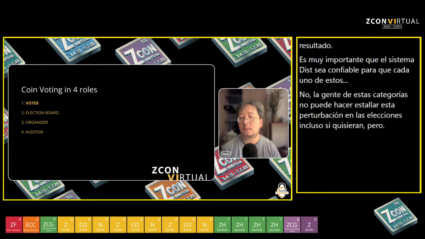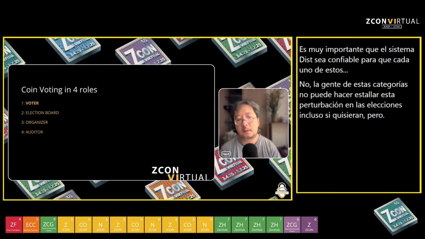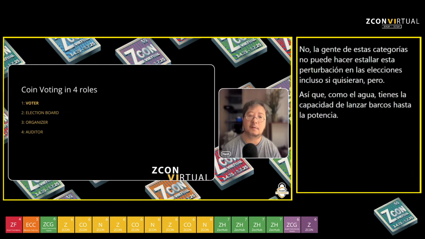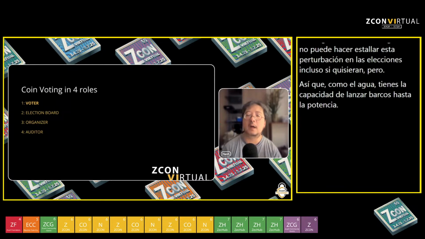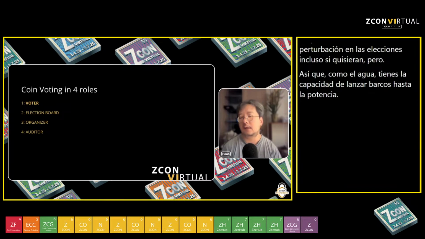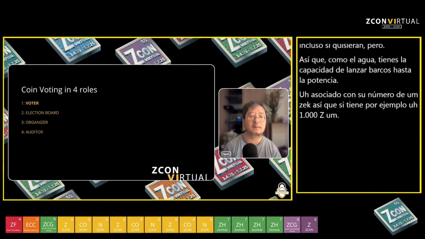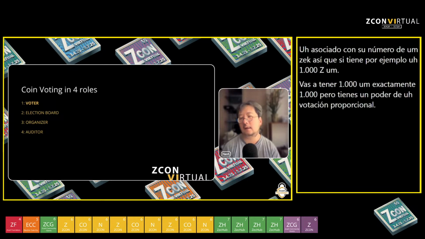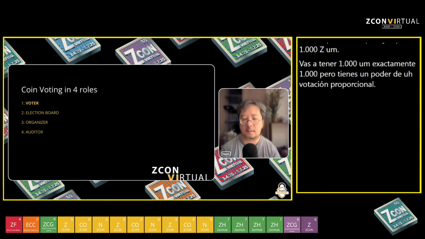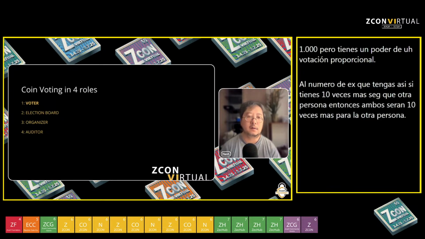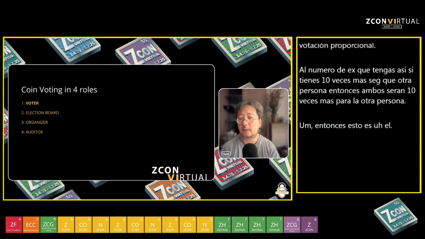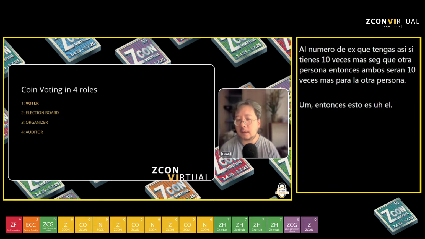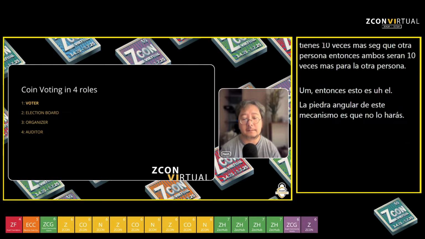So as a voter, you have the ability to cast votes up to the power associated with your number of ZEC. So if you have, for example, 1,000 ZEC, you're going to have 1,000, well, not exactly 1,000, but you have a power of voting that is proportional to the number of ZECs that you have. So if you have 10 times more ZEC than the other person, then you can vote 10 times more than the other person. So this is the cornerstone of this mechanism. It is not about identity. It's about your ZEC holdings.